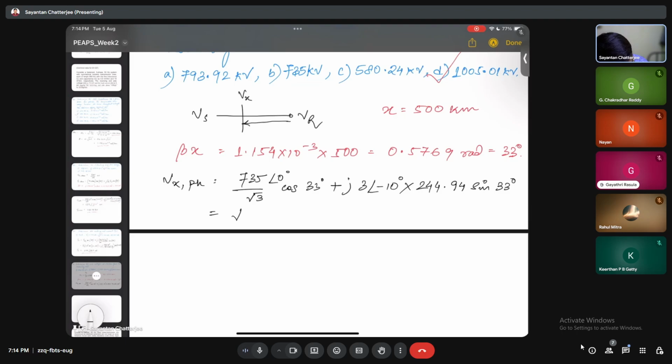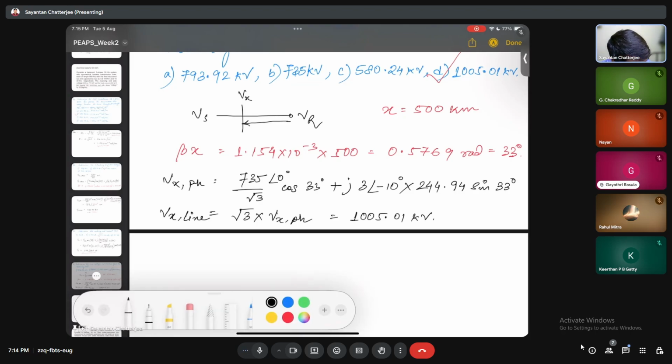Then just multiply the phase value by root 3 so as to get Vx line. You will get the value 1005.01. So this is the correct answer, D, right? I hope it's clear for everyone. Yes, sir. Okay, thank you.